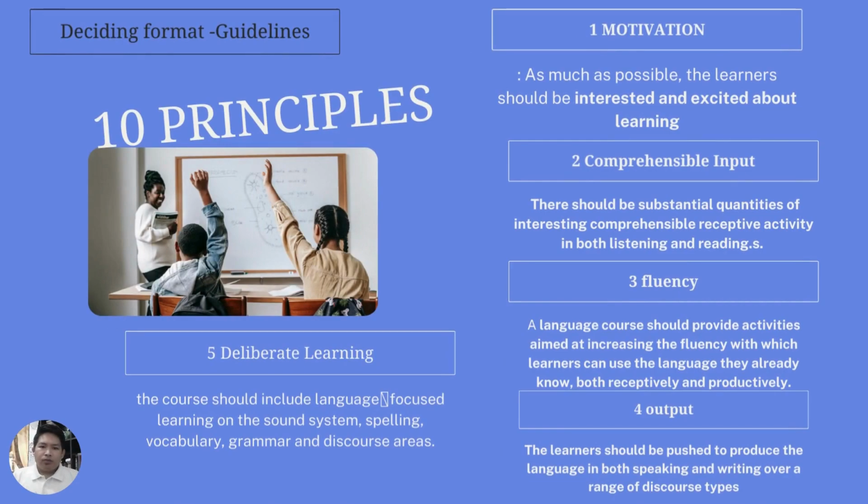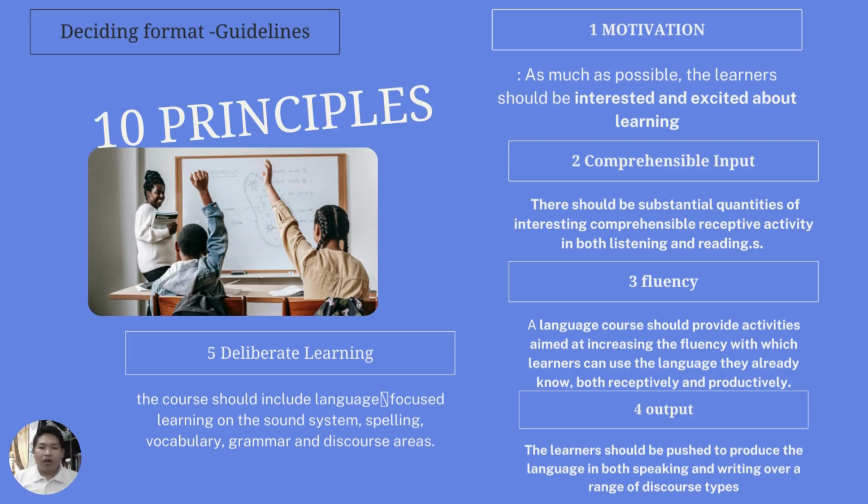And the next, what we are going to talk about in deciding format guidelines is the principles. There are 10 principles that we have to pay attention to in deciding format guidelines. The first is motivation. As much as possible, the learner should be interested and excited about the learning, because if the student doesn't have motivation, the class will be stuck.